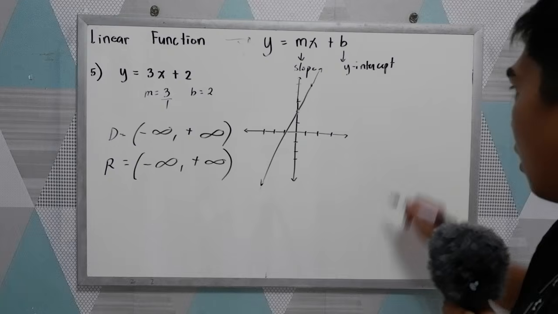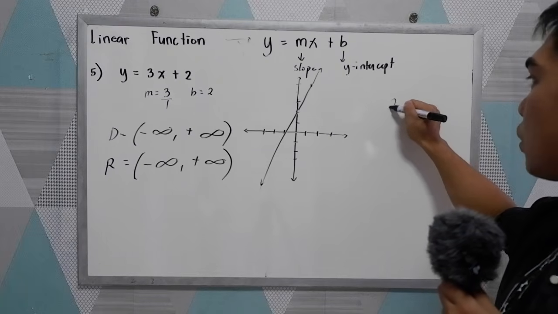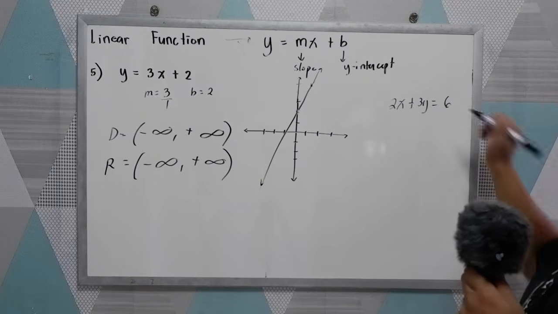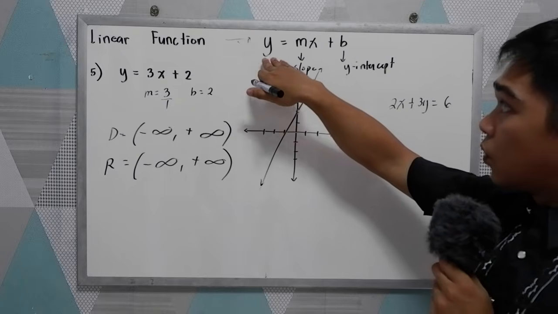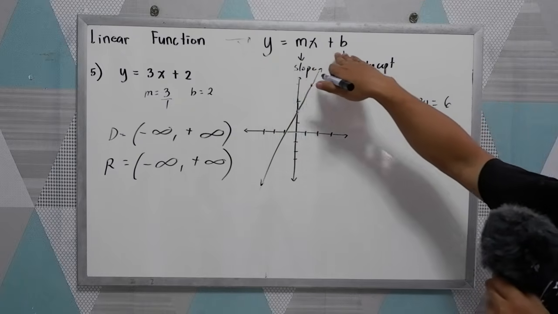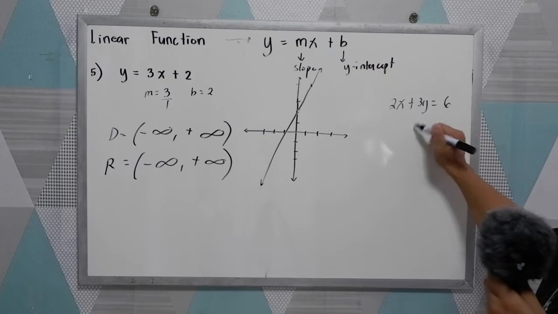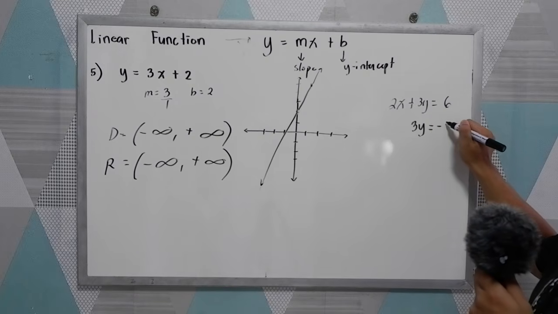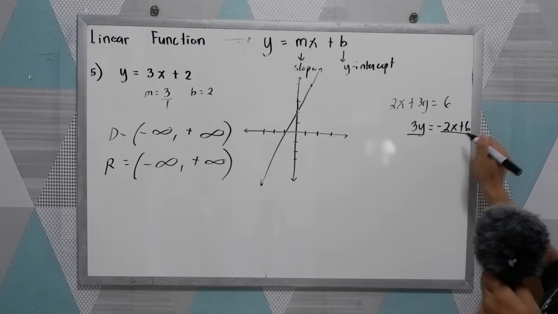Let's say we have given 2x plus 3y is equal to 6. First, we write it into our slope intercept form. Y is equal to mx plus b. So we have 3y is equal to negative 2x plus 6 divided by 3.